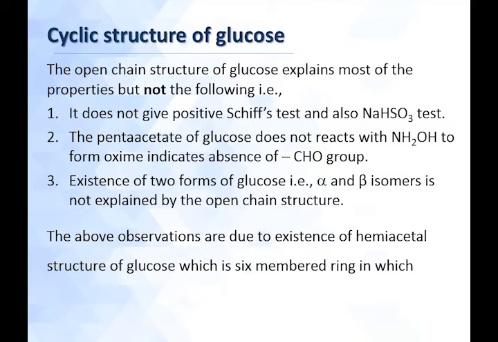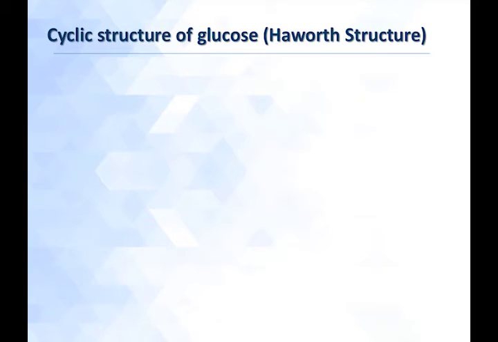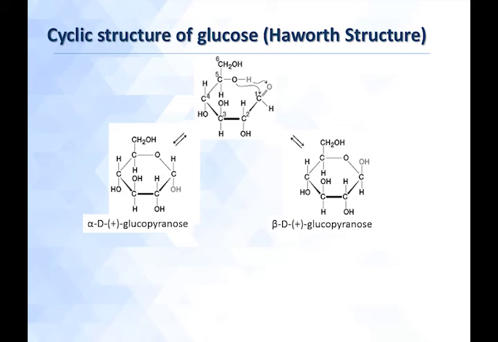The above observations are due to existence of hemiacetal structure of glucose, which is a 6-membered ring in which OH at carbon 5 is involved in ring formation with carbon-1. Cyclic structure: carbon-1 links with carbon-5 via an oxygen atom, thereby forming a hemiacetal structure. Therefore, we get here the alpha isomer and a beta isomer.